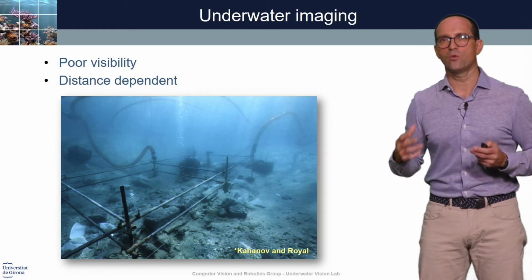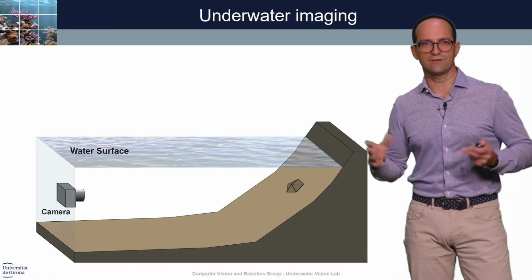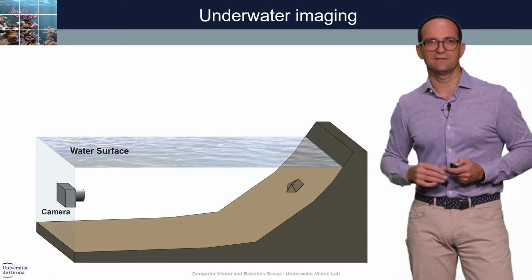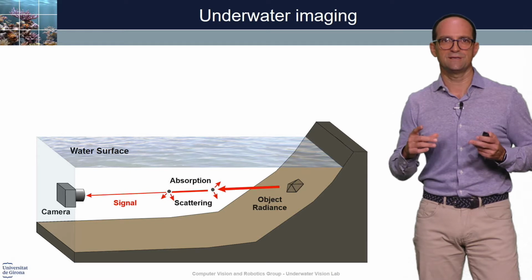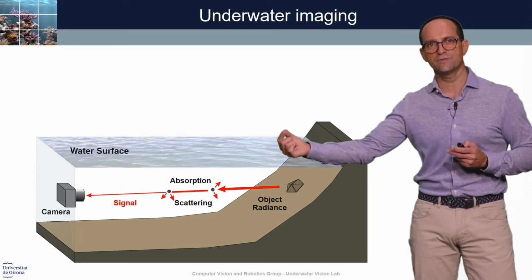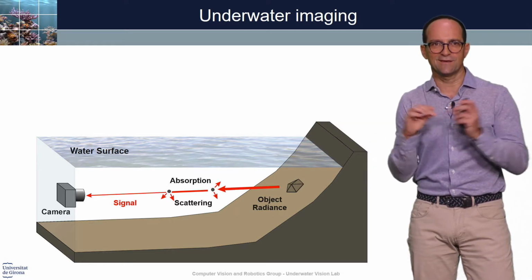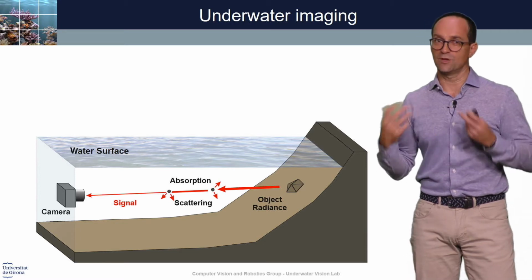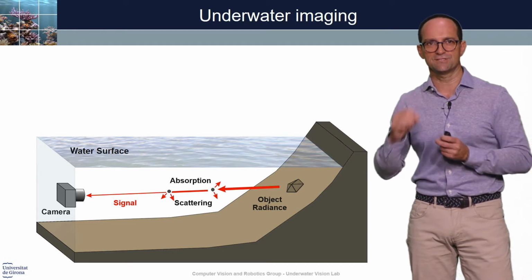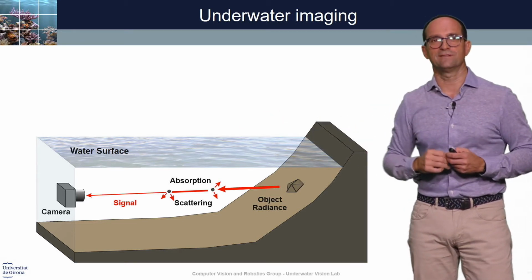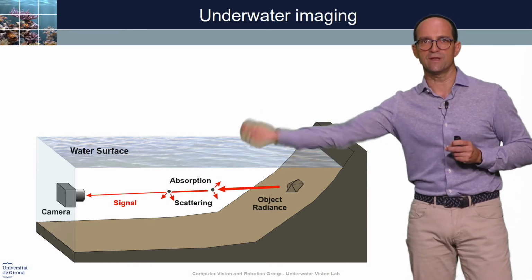Let's have a look at how this process is happening. So here we have an example of an object, and then the camera that is capturing the radiance that comes from this object. And you see that here, as the light goes from the object to the camera, the thickness of this red signal is thinner and thinner. Why? Because we are losing light because of absorption, as we said, and because of scattering. So part of this light is changing direction, and then it's not reaching the camera.